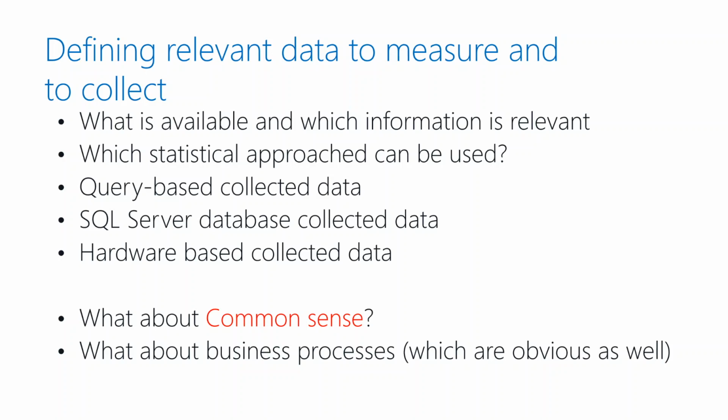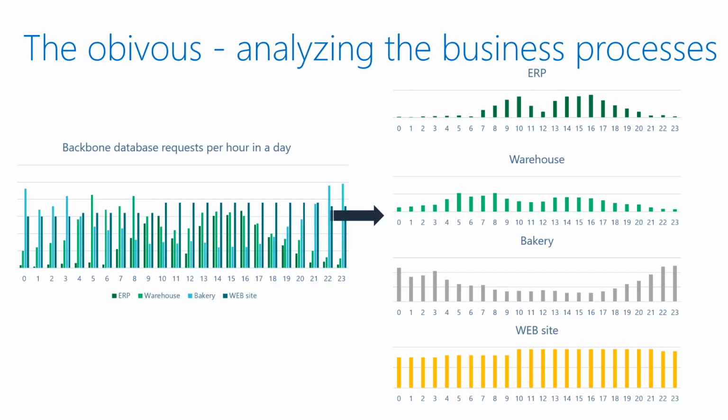Of course, you can also use common sense, or you can ask yourself about the business processes. Sometimes the business processes also reveal the gist of the problem. You can imagine working in a huge enterprise environment, and if you start analyzing your workload, as you can see on the left-hand side, there is quite a lot of different stuff going on. Once you break it down, let's say your ERP system, your warehouse, your bakery, your website, you can see that there are particular patterns that are basically common sense in terms of the business processes.